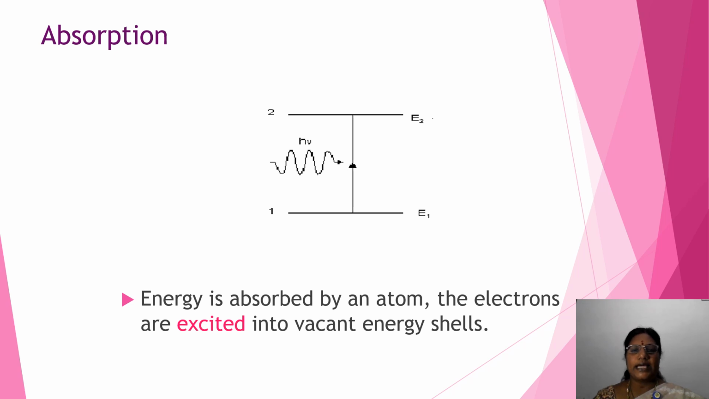Energy is absorbed by an atom. The electrons are excited into vacant energy shells. This is called as absorption. Here you can see the diagram. E1 is the ground state energy level and E2 is the excited state energy level. The atom absorbs energy h nu and it is excited to the higher energy level E2.